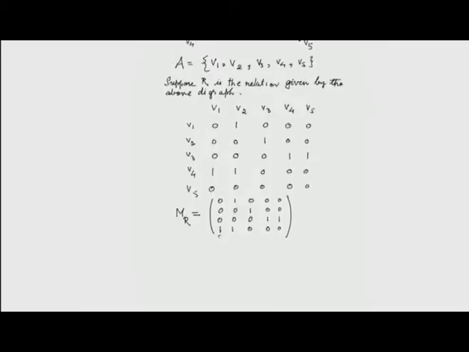And at the end we have another row, that is all 0 row, that is corresponding to V 5. So, this is the matrix corresponding to R. Now, we move on to see what we can do with these matrices.